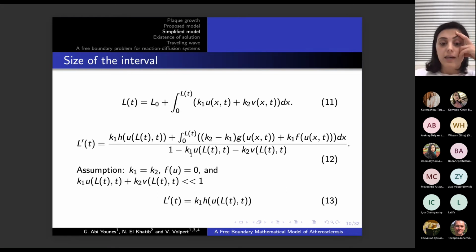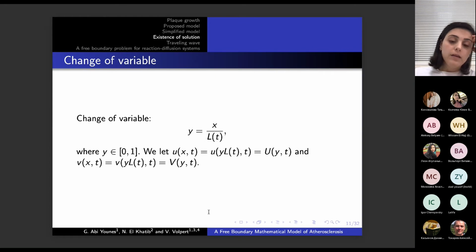And we take K1 u at L of t, and K2 plus K2 v at L of t, very small, positive, very close to 0. In other terms, the denominator can be estimated by 1. And finally, as a form of L prime of t, we keep only this term in the numerator. So we have equation 13. Now we have a simplified model with a free boundary.